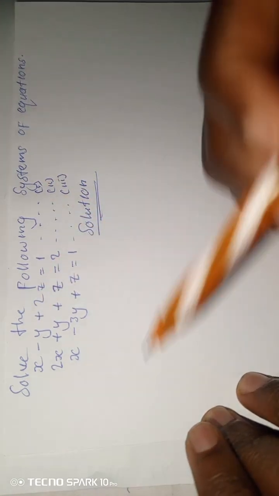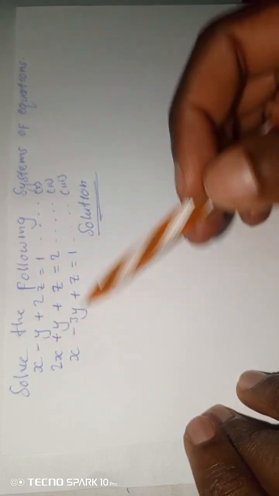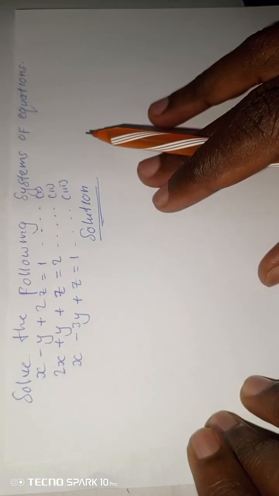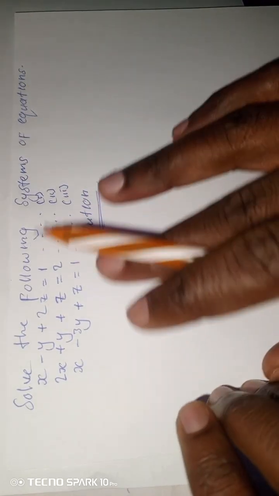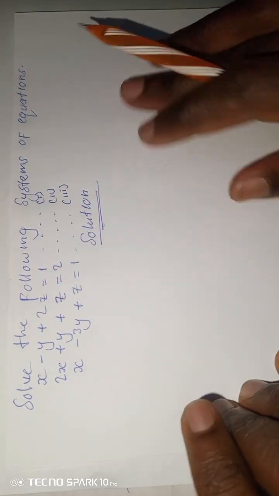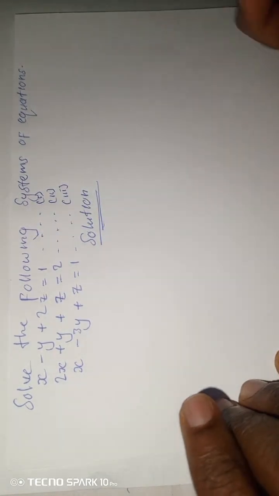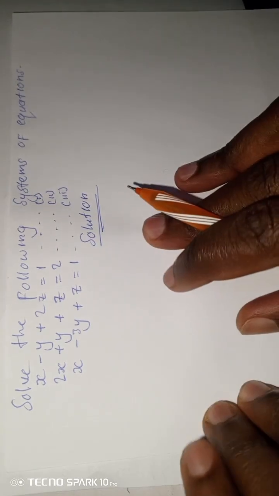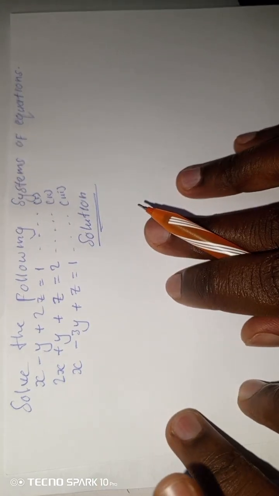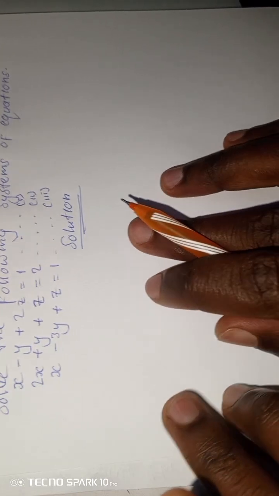We have this question: solve the following system of equations. These are the systems of equations that we have been given. You can use any method that you want, either elimination, substitution, or Cramer's rule, since here they didn't specify the method. But for me, I'll combine substitution and elimination methods.